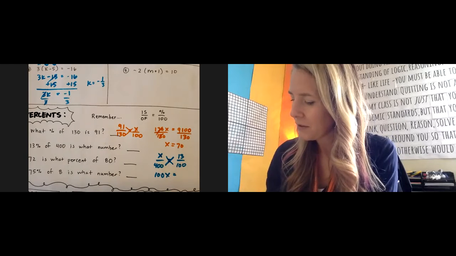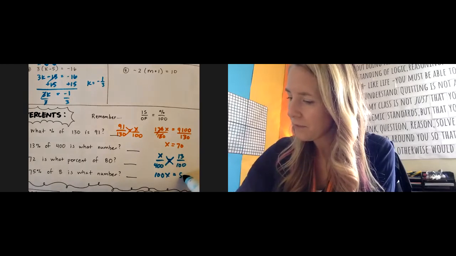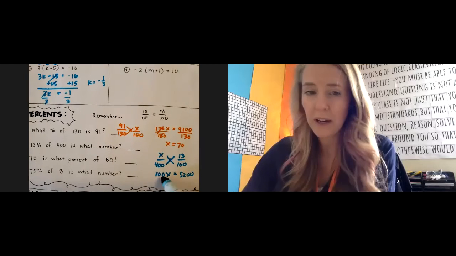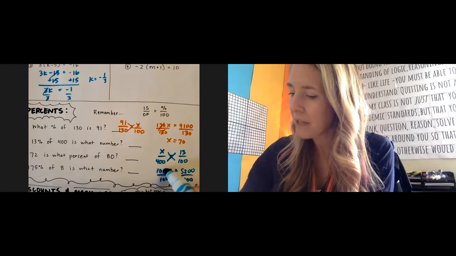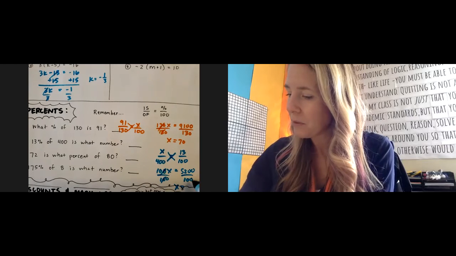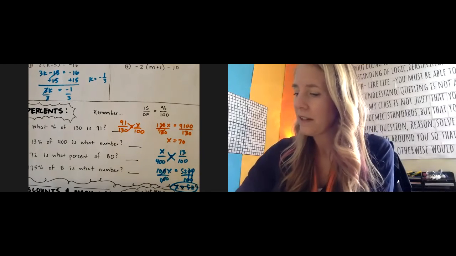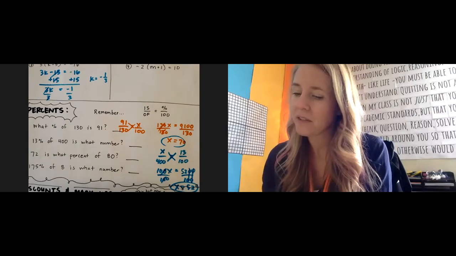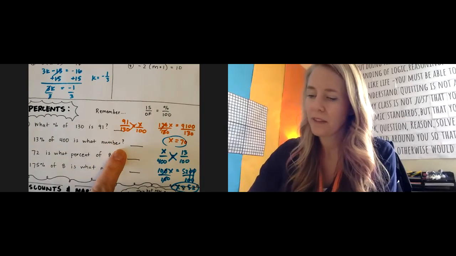Ooh, I did something wrong. 13 times 400 is 5,200. Divide away that 100 on both sides to get x happy and alone. X will equal, just cancel out, 52. Okay, so 70 and 52 are the answers. So 13% of 400 is 52.